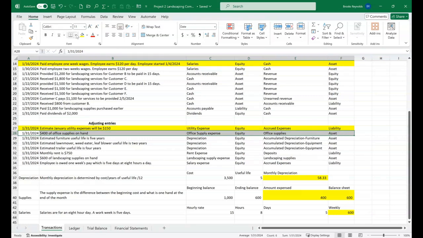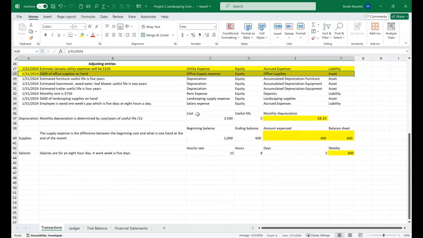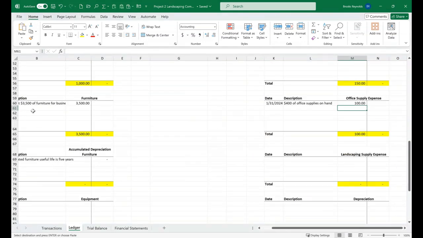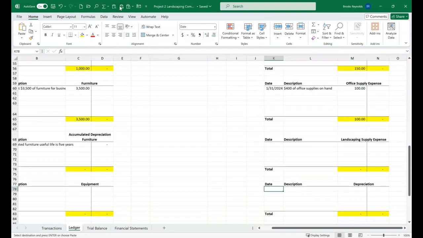The other entries you have to be concerned with are depreciation. You look here, and monthly depreciation is determined by the cost and years of useful life. Furniture's useful life is 5 years, so we have to post depreciation. The debit is going to go to depreciation. Now we have different accounts, but we're only using one depreciation account. We'll use different accumulated depreciation accounts. So we're going to have to debit depreciation for the furniture, and depreciation, of course, is here.